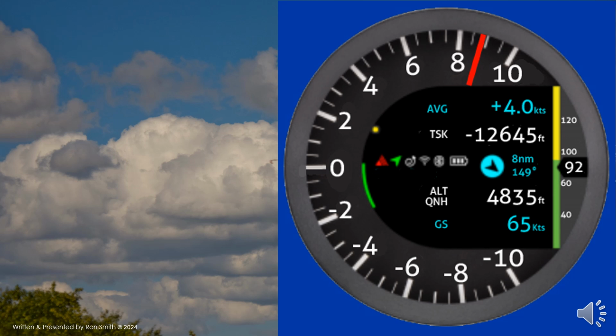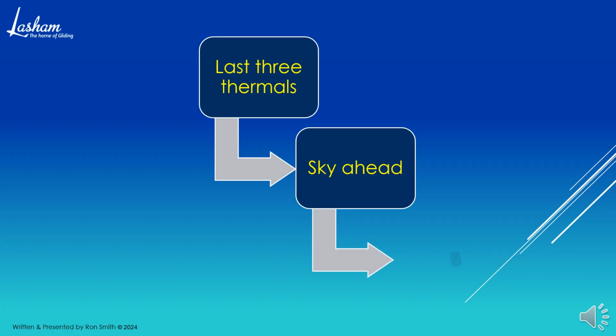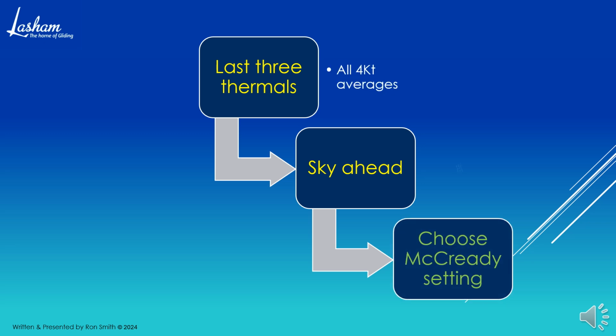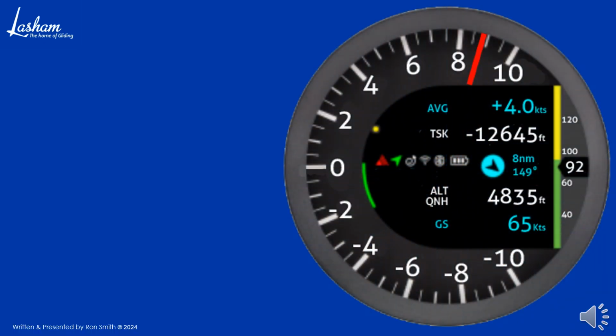You could use your crystal ball combined with your judgment skills, or you could make use of your electronics package and the averager. How then do we choose an accurate value for the next climb? Which value do you enter into McCready for your next expected climb?